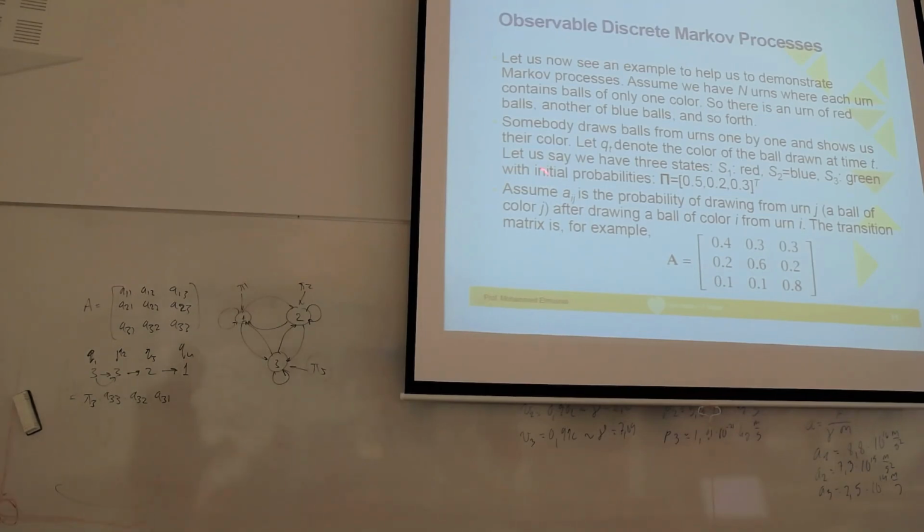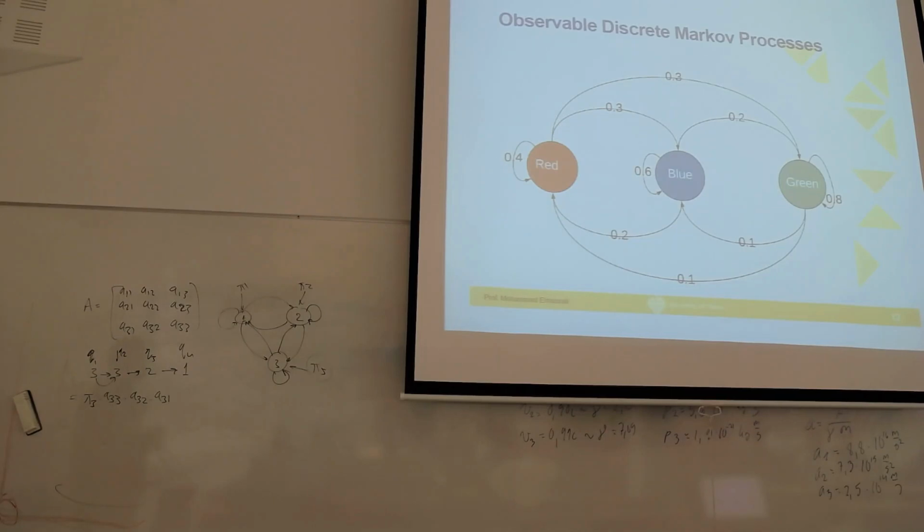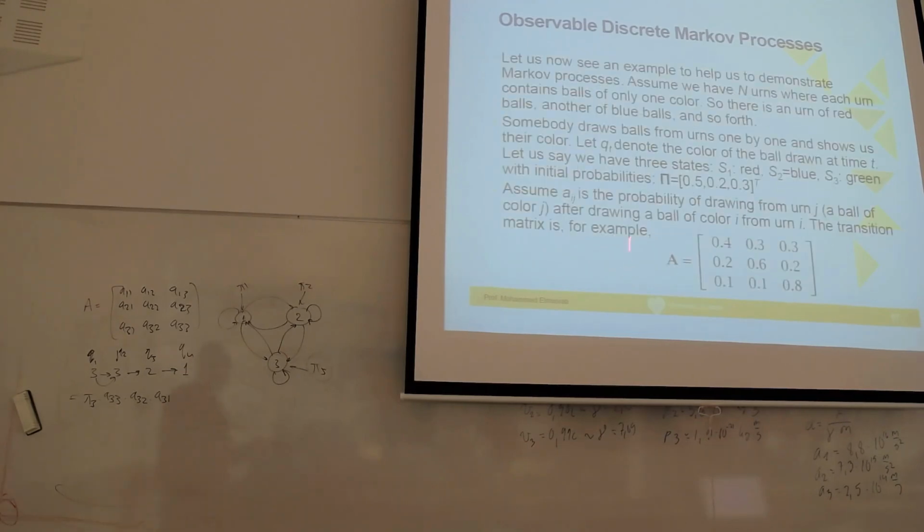Okay. And also they give us that the initial probability of each urn to start with is 0.5 for urn 1, which contains red balls, 0.2 for urn 2, which contains blue balls, and 0.3 for urn 3, which contains green balls. And also it was given the probability matrix A as this matrix, and now we can see in this figure how to represent this problem. So if you selected the first urn, which contains red balls, then the probability that you will select the same urn again is 0.4. And the probability that you move to the second state is 0.3. The probability that you go to the third state is also 0.3. From where did we get this? From this given matrix. And so on.